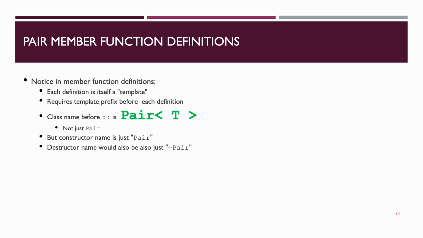So here each member function definition is itself a template, so it requires a template prefix before each definition. When defining a member function, the class name before the scope resolution operator is Pair<T>, not just Pair. This indicates that the function is part of a template class with type T. We also have the constructor and destructor. The constructor name remains just Pair without T. Similarly, the destructor name would also just be Pair.